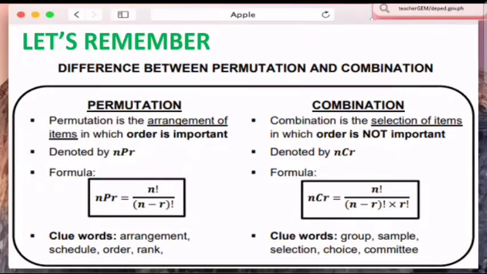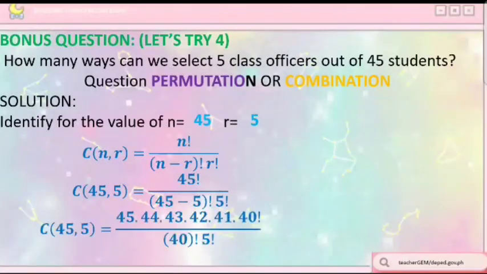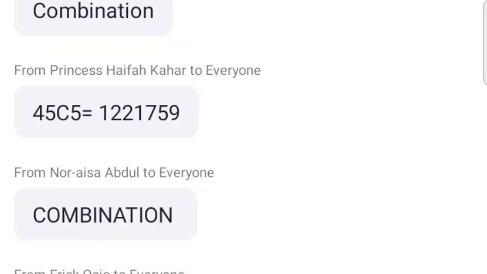Ayan, bonus question number 4. Nasa let's try number 4 tayo. How many ways can we select 5 class officers out of 45 students? So, substitute lang natin yung value ni n at r natin. So, 45 factorial over the quantity of 45 minus 5, 45 minus 5 is equals to 40, multiply by 5 factorial natin. Magka-cancel out lang tayo kay 40 dito, 40 dito, then 40 dito. So, matitira na lang si 45 times 44 times 43 times 42 times 41, then divide by 5 factorial. There are 1,221,759 possible combinations itself.